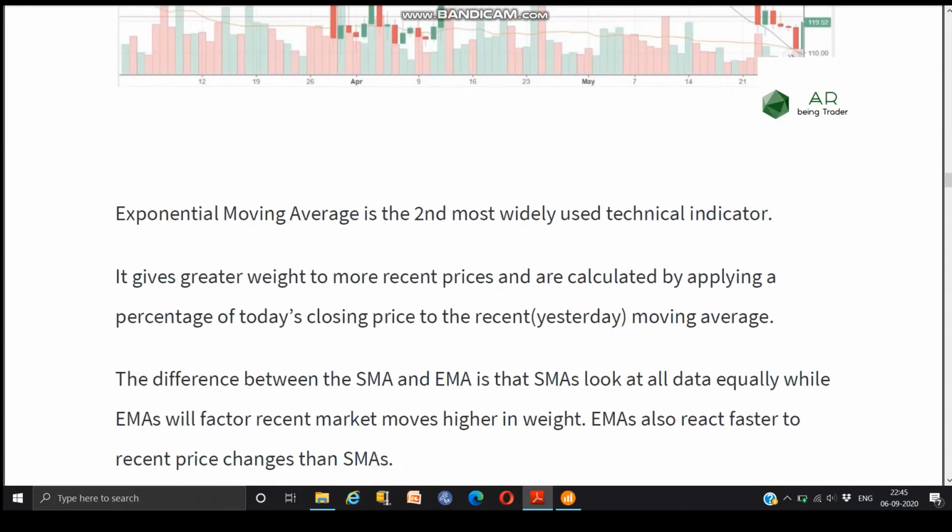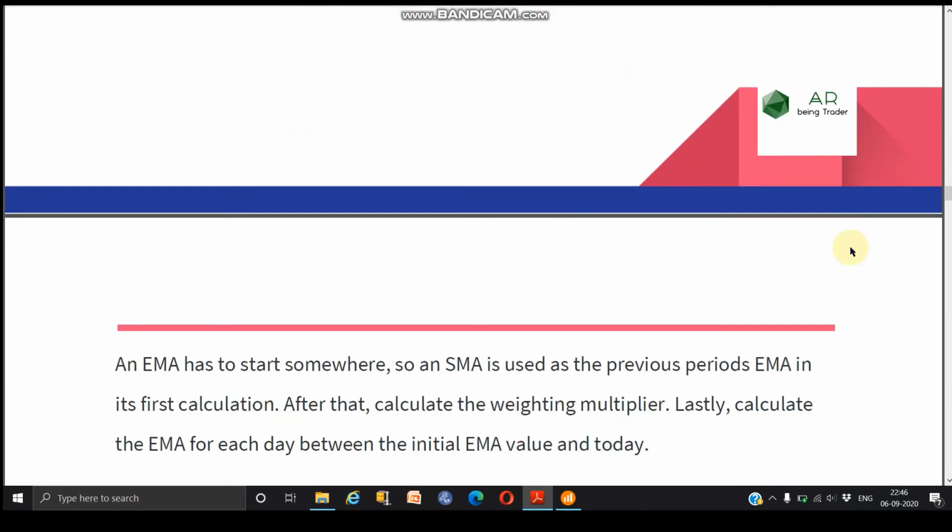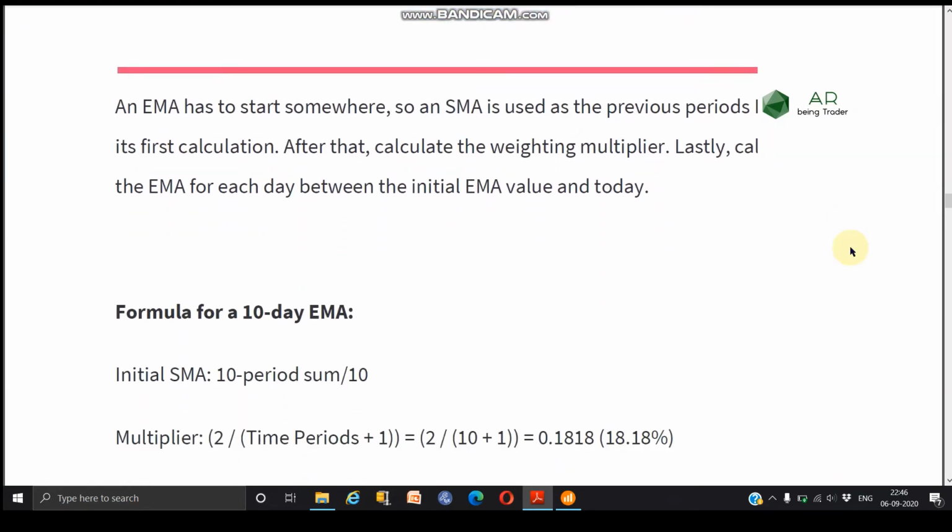Now let us see what EMA is. This EMA, the exponential moving average, is the second most widely used technical indicator. So EMA is very important for us, because it is one of the most used indicators. It is even used more than SMA. I will show you how the price is calculated.